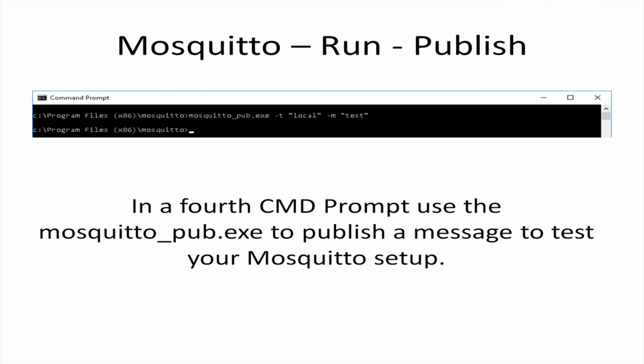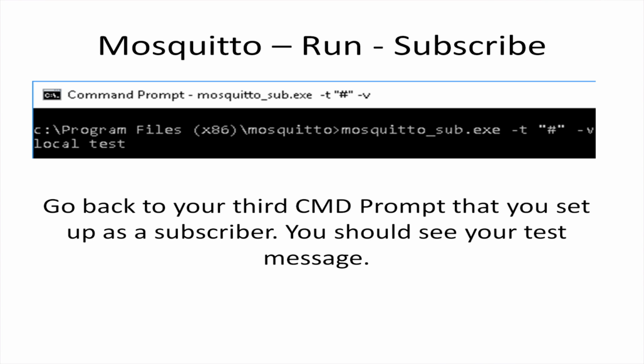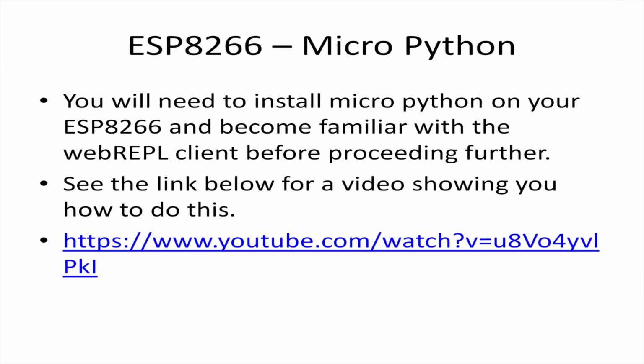Now that you've subscribed and started listening, open a fourth command prompt, and in this command prompt, you're going to communicate to your MQTT broker. To do this, use the mosquitto_pub executable. Once complete, return to the third command prompt, and you should see that the message we've just published has been received. The next step is to get the ESP communicating via MQTT.